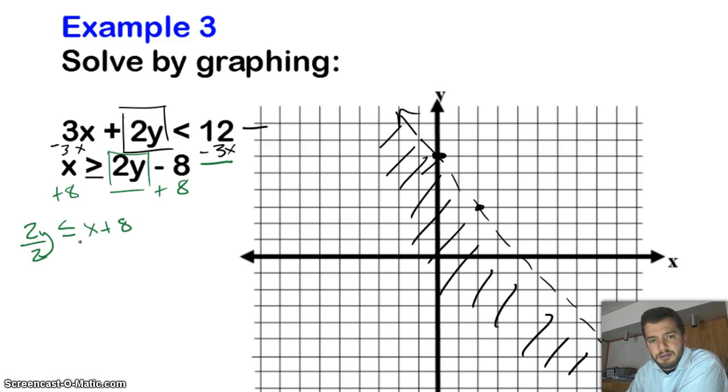And the last step is to divide by 2. So y is less than or equal to, again, this is just going to stay a fraction. It'll be 1/2 x plus 4. All right, so let's graph it. So start at 4: 1, 2, 3, 4. Up 1 over 2. Solid line.